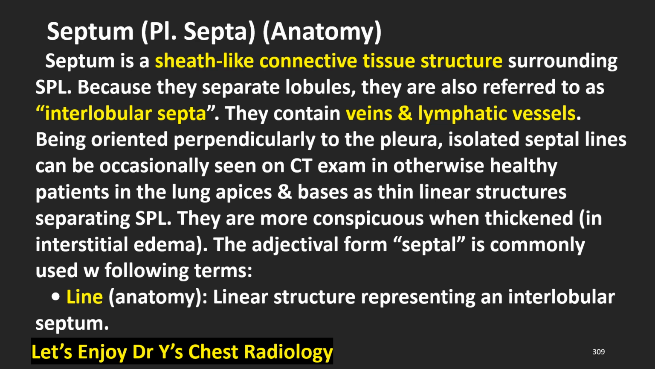Being oriented perpendicularly to the pleura, isolated septal lines can occasionally be seen on CT exam in otherwise healthy patients, and at the lung apexes and bases, as thin linear structures separating secondary pulmonary lobules. They are more conspicuous when thickened in interstitial edema. The adjectival form septal is commonly used with the following terms: septal line, anatomy, a linear structure representing an interlobular septum.